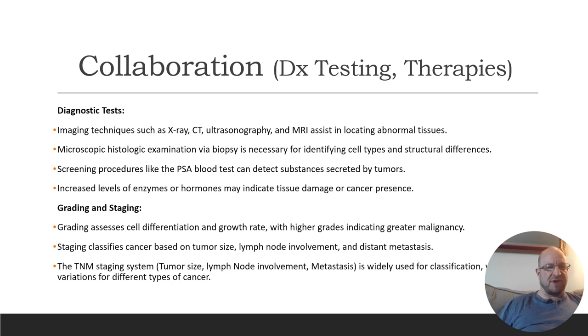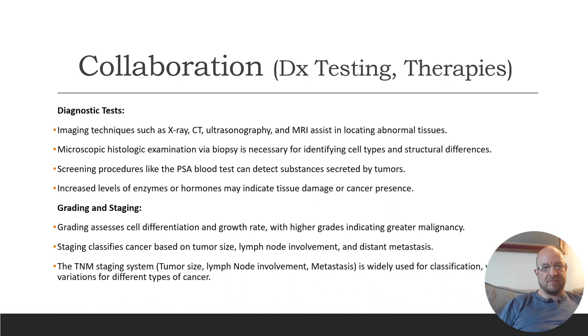Grading and staging. Usually grading involves assessing cell differentiation and growth rates, with high grades indicating greater malignancy. Staging classifies cancer based on tumor size, lymph node involvement, and distant metastasis, like if you start with skin cancer and it goes to the lungs. The TNM staging system, tumor size, lymph node involvement, metastasis, is widely used to classify variations from different types of cancer.